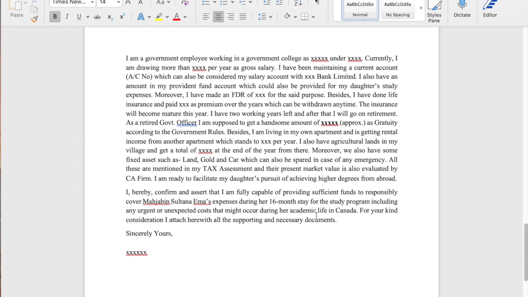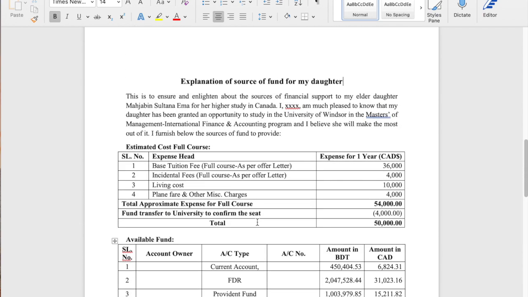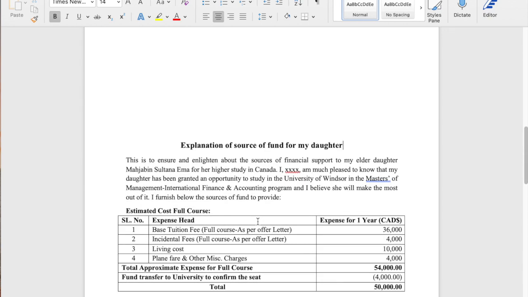And here, in the last paragraph, he's talking about the emergency funds, and that if I have any emergency, he ensures that he will be able to bear that cost as well. And also he mentions that if there's any necessity, he can provide other supporting documents as well. So this is the sample of my letter which I submitted as my fund explanation letter in my application process.